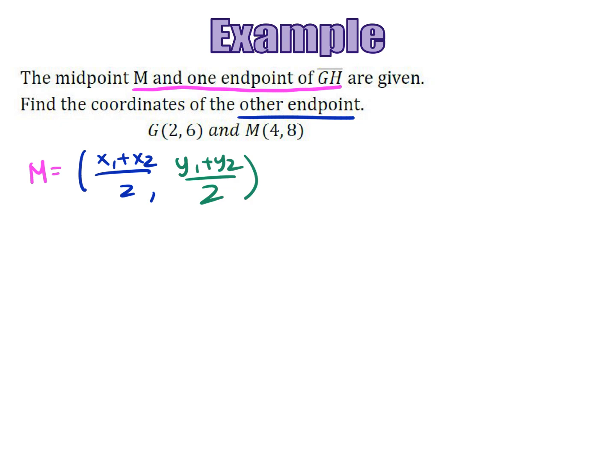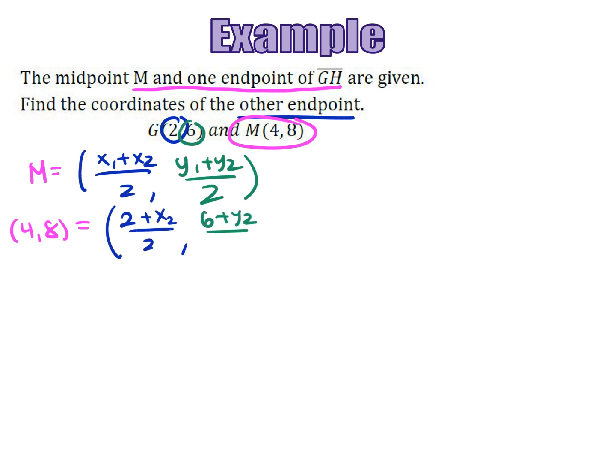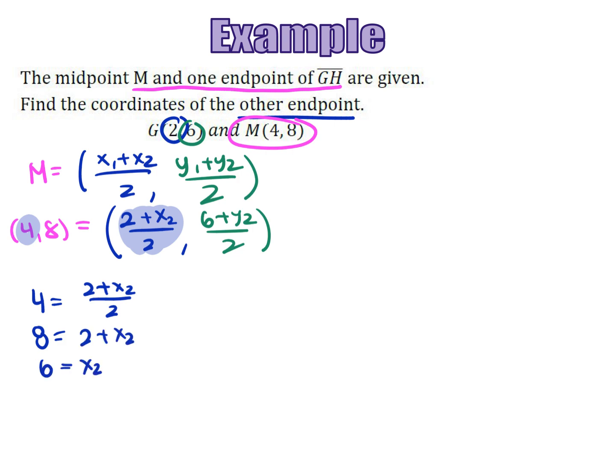So let's plug in what we know now. We know that the midpoint is actually 4, 8. We know one of our x values is 2, so 2 plus x2 over 2. And we know one of our y values is 6, 6 plus y2 divided by 2. Now, if we look at this, we know that this is going to be equal to 4. So let's set that equal to 4. So 4 is going to equal 2 plus x2 divided by 2. To undo divided by 2, we can multiply both sides by 2. Then we can subtract 2 on both sides, and we're going to get that the x value of the coordinate that we're looking for is 6.